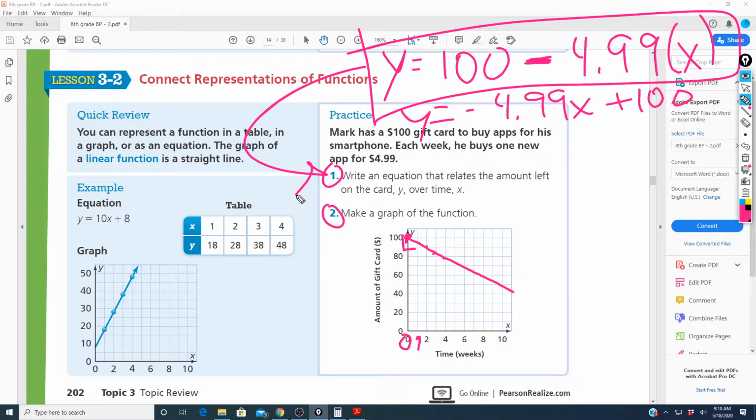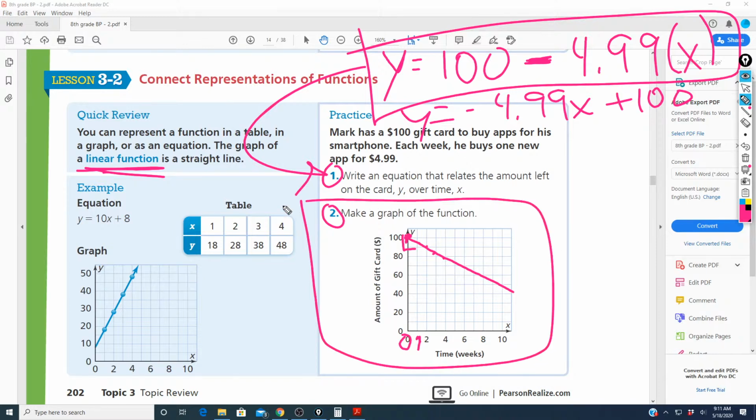Trying to connect that, each week it's going down. It's a straight line. That function is a linear function. Linear meaning line. So again, that's 100 minus 4.99x, and then the graph should look something like this.